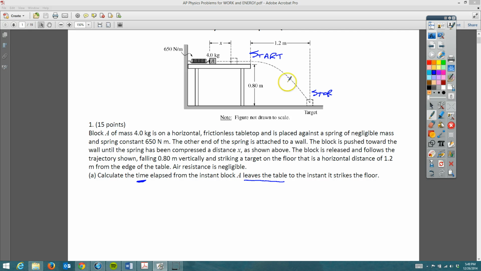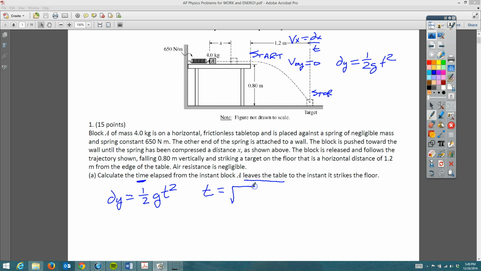We don't need to worry about left and right because in the left to right, remember Vx is equal to dx over t. And up and down, it doesn't have any original y velocity. So the original y velocity is 0. So we can say that dy is equal to 1/2 gt squared. Let's calculate the time. You have to write down an equation that recognizes that the distance in the y is equal to 1/2 the gravity times time squared. Rearranged, t is equal to the square root of 2h over g.